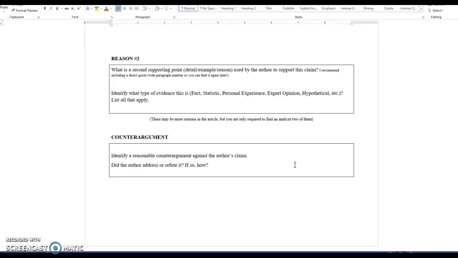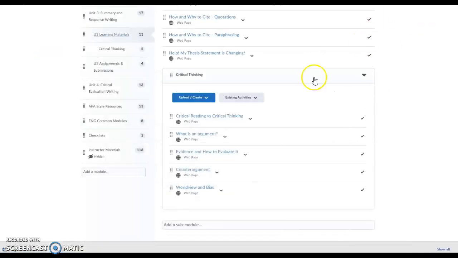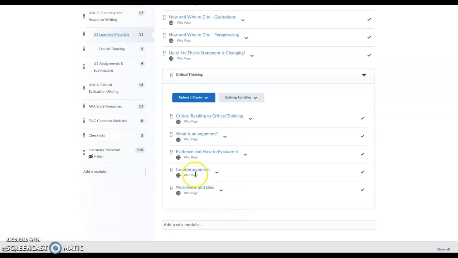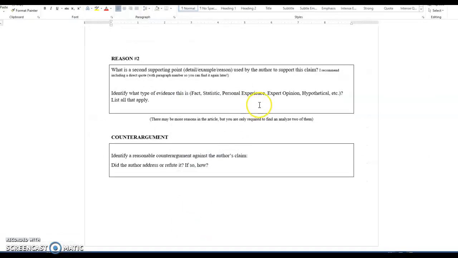This probably should go back to a little bit of what you did in Unit 2. So this might not be the first time that you're encountering the idea of counter-argument. But if you are, you can go into the course in the same place where we were, Unit 3, Learning Materials, and there is a page here about counter-argument so that you can review that concept before you complete this worksheet.